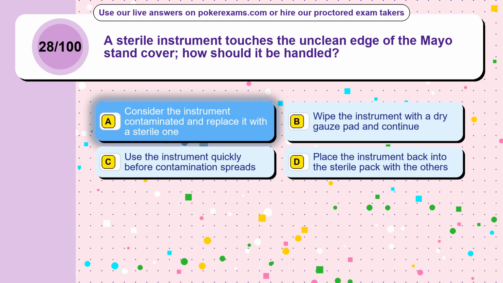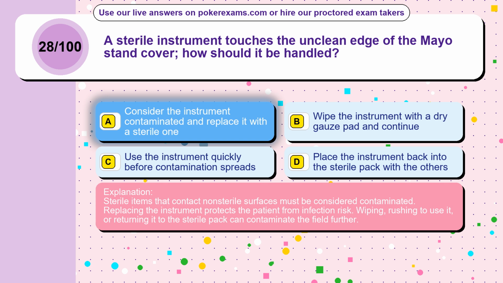The correct answer is option A. Consider the instrument contaminated and replace it with a sterile one. Sterile items that contact non-sterile surfaces must be considered contaminated. Replacing the instrument protects the patient from infection risk. Wiping, rushing to use it, or returning it to the sterile pack can contaminate the field further.